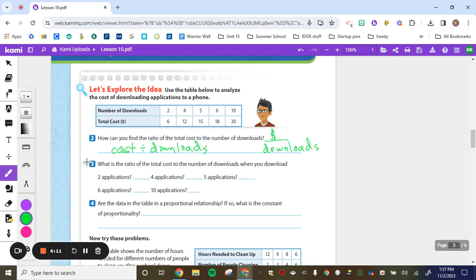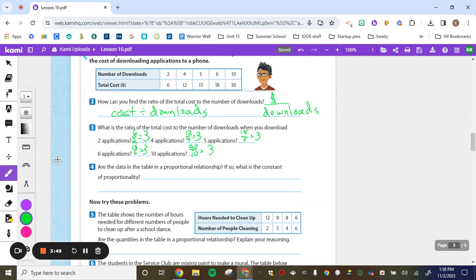So now in question 3, it says, what is the ratio of total cost to the number of downloads when you download 2 apps? So when you download 2 apps, it's going to be $6 for 2 apps, and $6 for 2 apps will then simplify to 3. Please complete the other 4 and then check it with a video. So when you set up all of your ratios, every time, doesn't matter how many apps it was, the money divided by the apps will always equal 3.